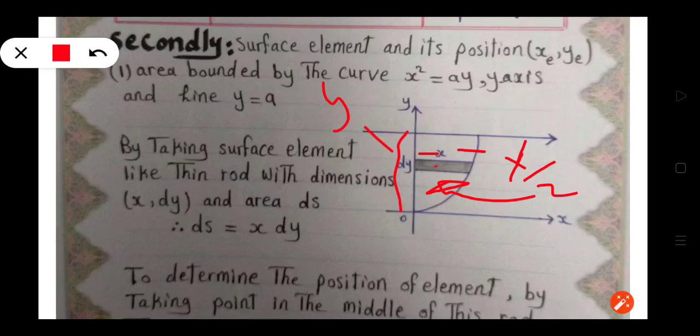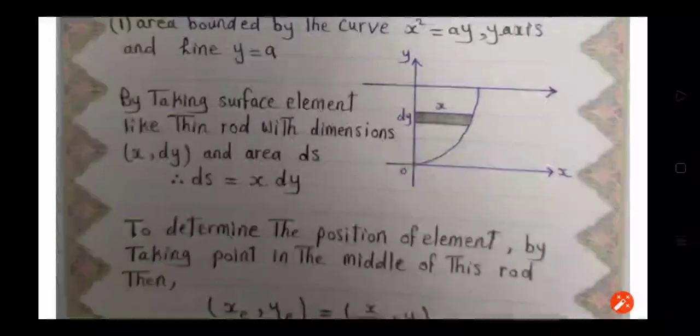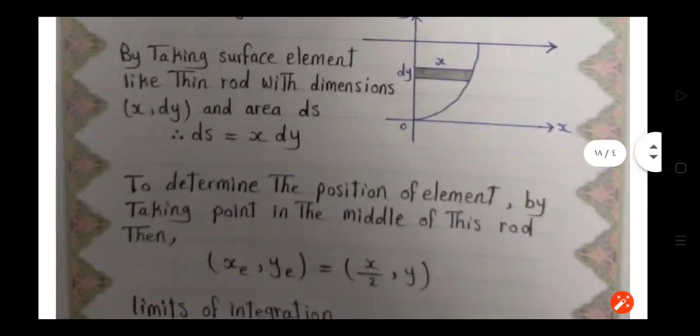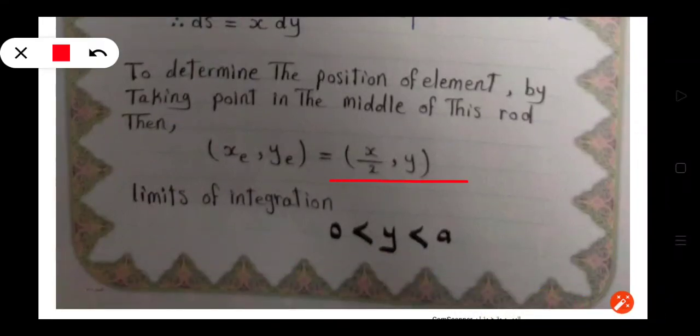So if the element is parallel to the x-axis, its position x_e and y_e is x over 2 and y. If the element is parallel to the y-axis, then the position x_e and y_e will be x and y over 2. Now here, x_e and y_e will be x over 2 and y. Next, limits of integration.